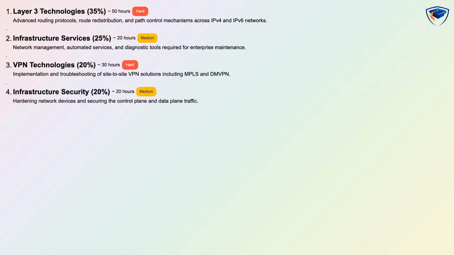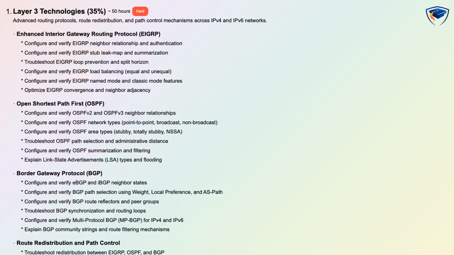on the topic. Layer 3 Technologies carries 35% of the exam and focuses on advanced routing protocols, route redistribution, and path control across IPv4 and IPv6 networks. You will learn to configure and verify EIGRP neighbor relationships and authentication, stub and summarization features, and both equal and unequal load balancing, along with tuning for fast convergence.